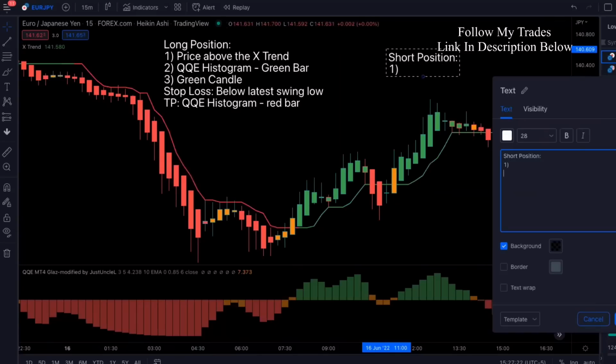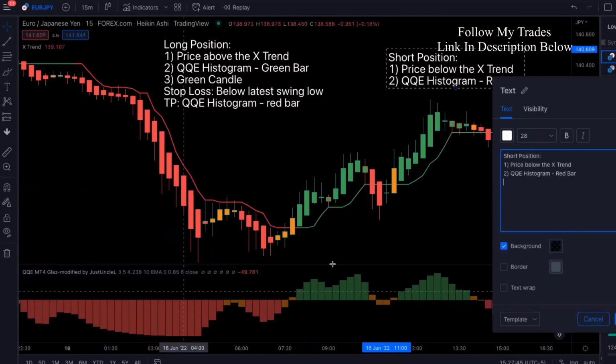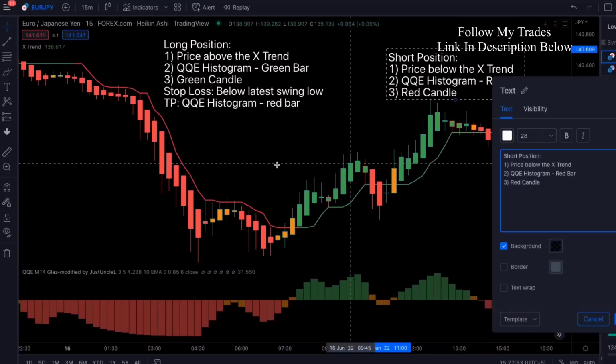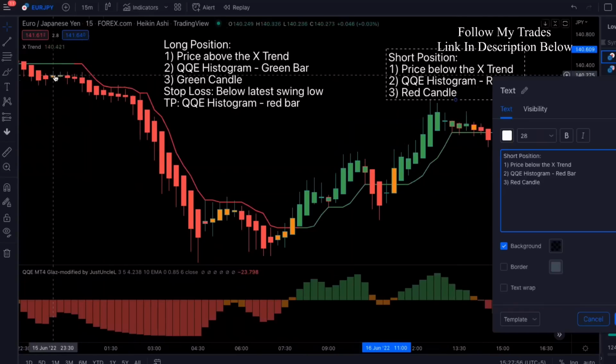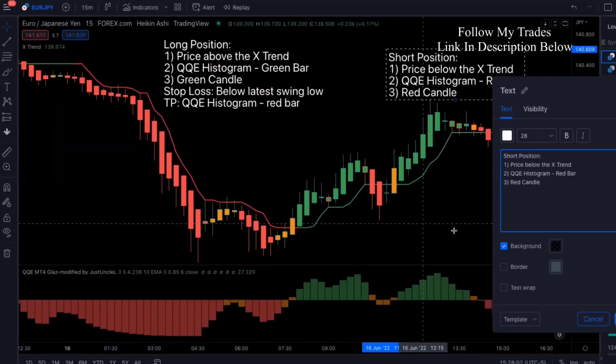And this is great because on this particular chart, you can look at both of these together. So price has to be below the X trend. QQE histogram. You need a red bar. Okay. Red bars, right? Then you need a red candle. So the Heikin-Ashi bars, they need to be green, not yellow. They need to be red. I mean, on the short positions, they need to be red. None of this yellow stuff, right? Red candle.